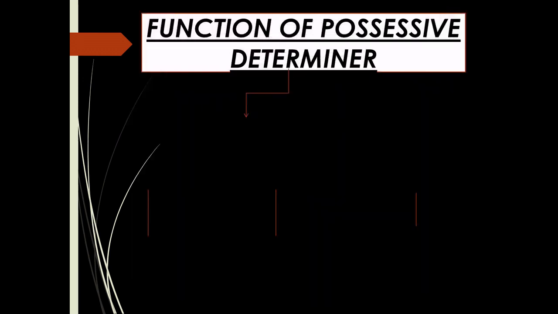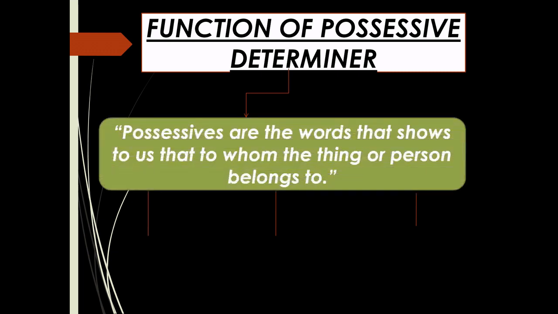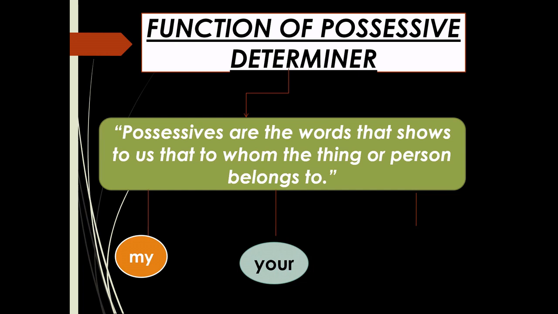Function of possessive determiner. Possessives are the words that show to us to whom the thing or person belongs. I repeat it again. Possessives are the words that show to us to whom the thing or person belongs. My, your, her, its, their, etc. modify the noun following it in order to show possession.